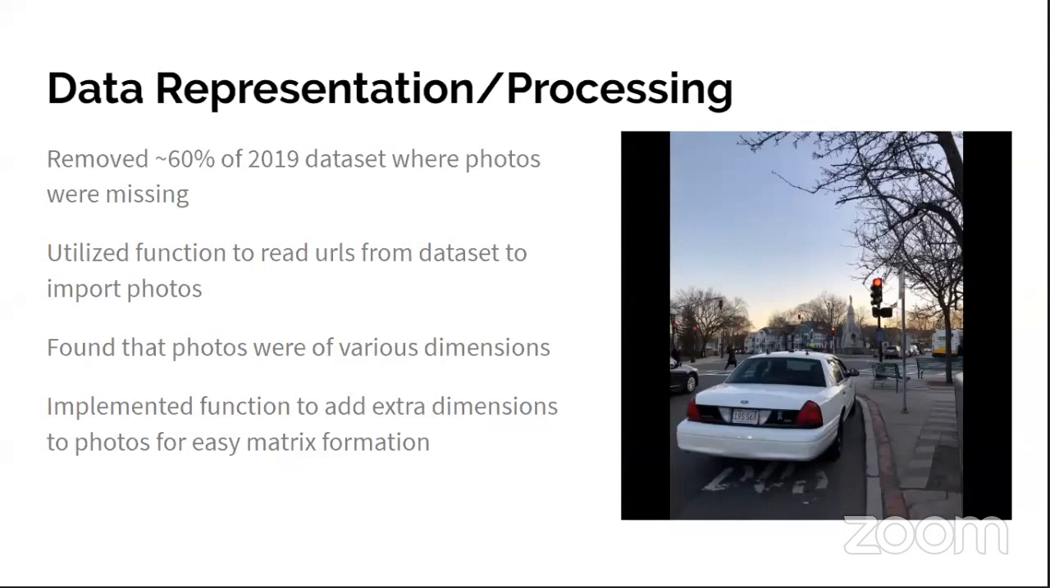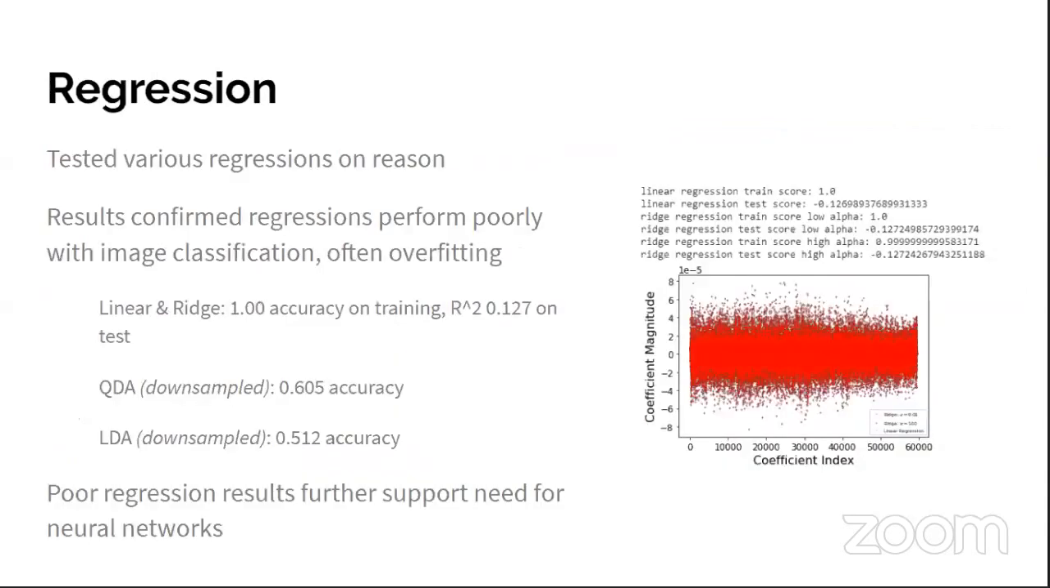We had to figure out how to import these images from URLs in a standardized fashion. Our first issue is that we found that all the pictures were of various dimensions. I'm sure different phones and different cameras take different size photos. So we wrote a function and created a loop to add these black bars, as you see on the picture on the right, around all of the pictures to make them the same size. So we were able to manipulate them and put them into a NumPy array. After that, we started our analysis. So Emily is going to go into a little bit of a regression analysis.